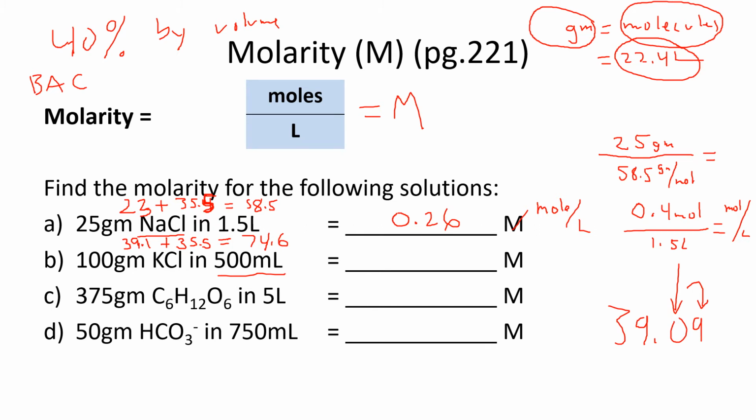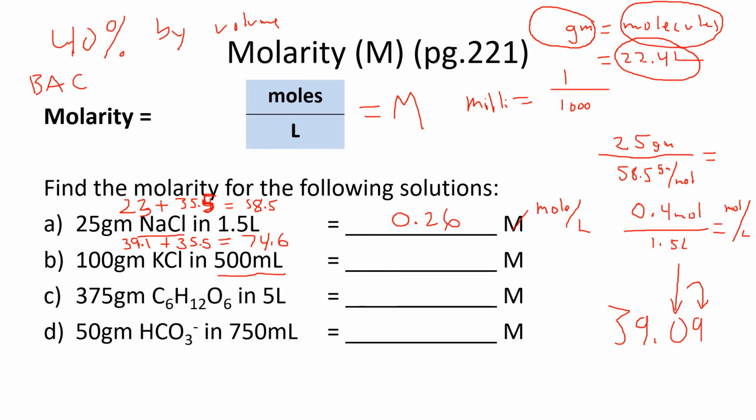No, we want liters. 500 mL is how many liters? What does milli mean? 1/1000th. So that means you have half a liter.